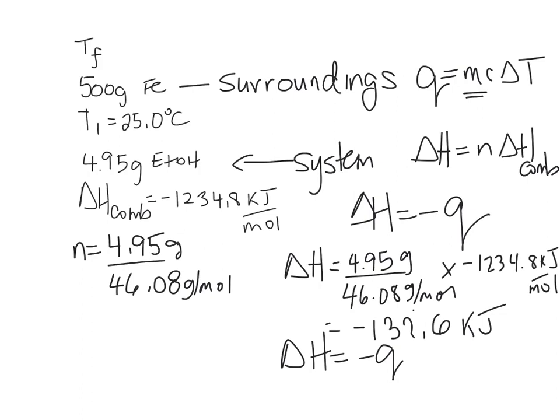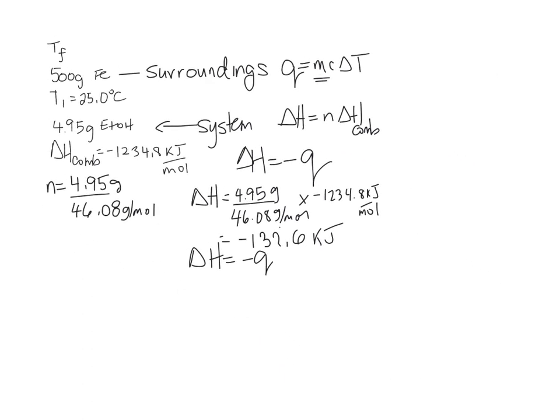However, C is always given in joules. So you have to convert from kilojoules to joules. So Q is equal to 132,600 joules. And it's positive now. Okay?